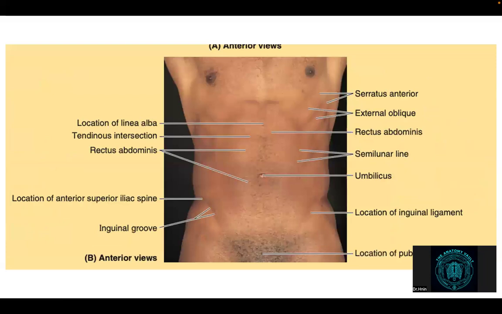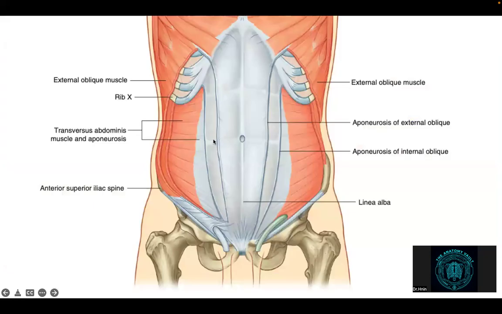Another one is the Linea alba. Running vertically through the center of the abdomen is the Linea alba. It is a fibrous structure formed by the fusion of the aponeuroses of the abdominal muscles: external oblique, internal oblique, and transversus abdominis.